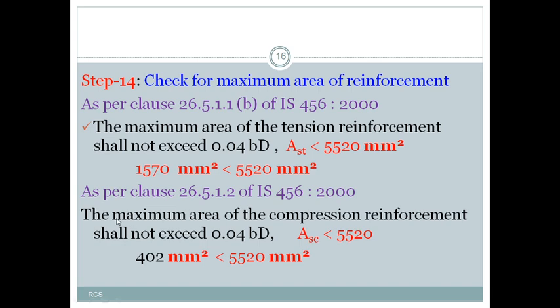Similarly, we have another check for the maximum area of compression reinforcement. As per clause 26.5.1.2 of IS 456-2000, the maximum area of compression reinforcement shall not exceed 4% of BD, that is 0.04 of BD, which means ASC is less than 5520 mm square. ASC provided is 402 mm square, and 4% of BD is 5520 mm square. So our ASC is well below this maximum value. Again we have fulfilled the maximum criteria for providing the area of compression reinforcement as per IS 456-2000.